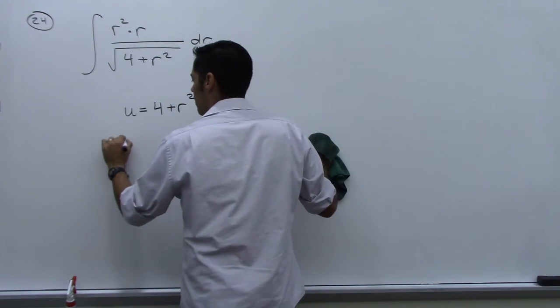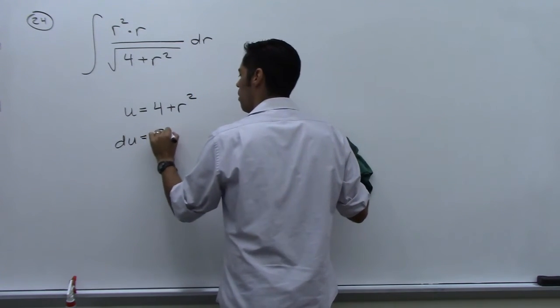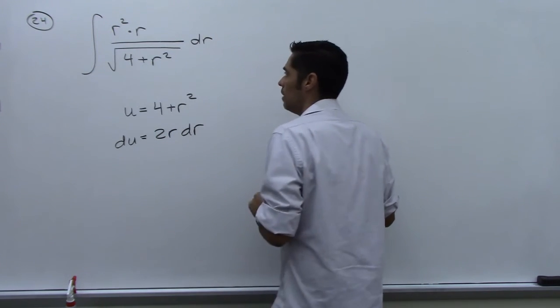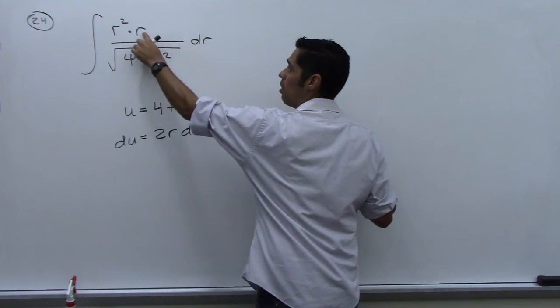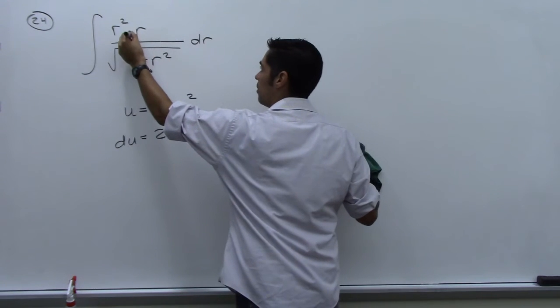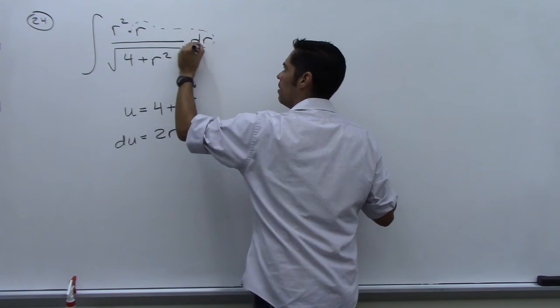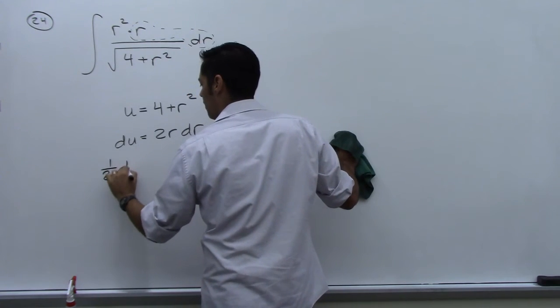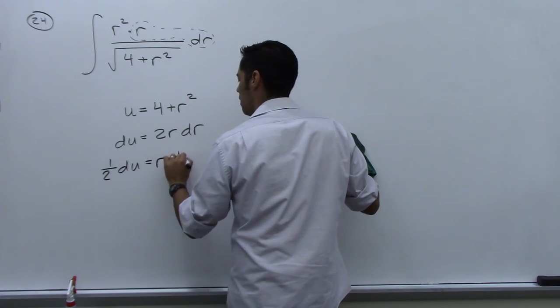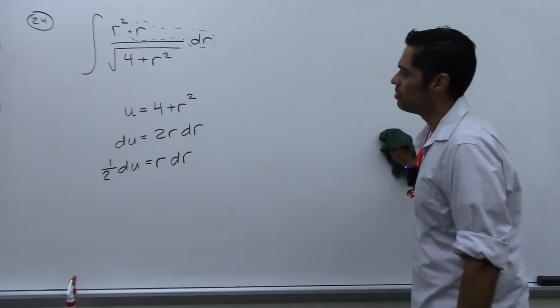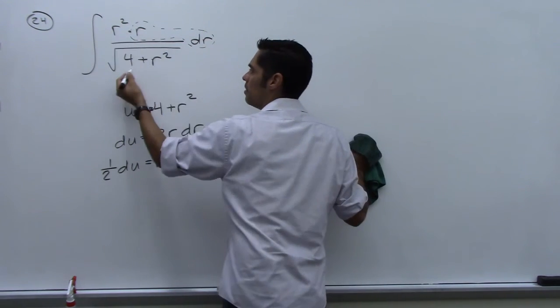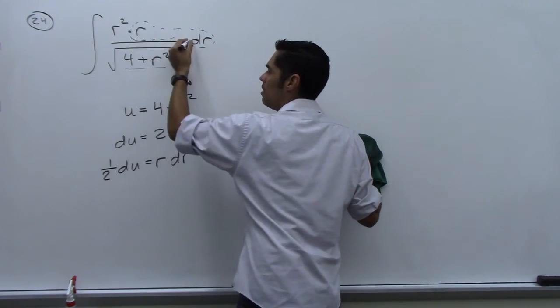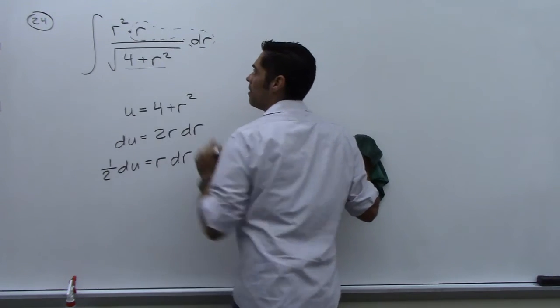Then the derivative of that, we know, is 2r dr, which I have an r dr here, right? I'm talking about just this. I can scale both sides: 1/2 du is r dr. But I still have to resolve what is r squared, because this right here is u. The r dr is going to be taken care of, but the r squared has to be taken care of.